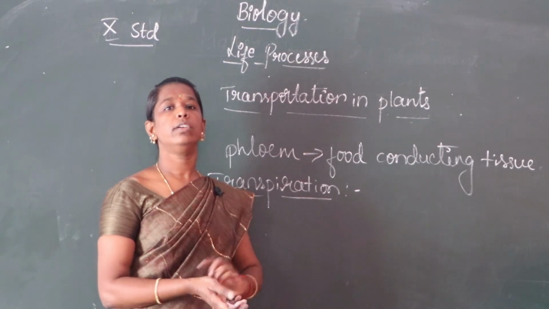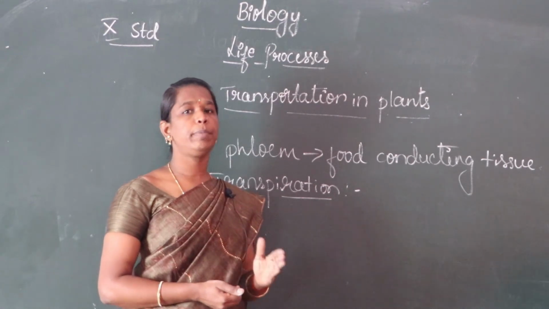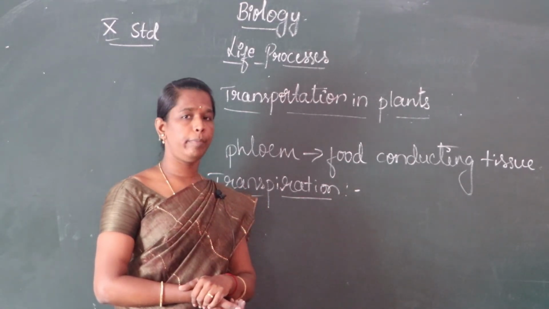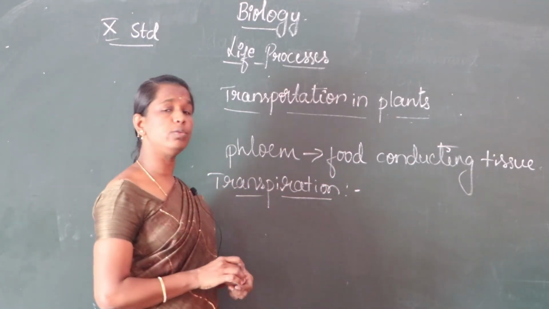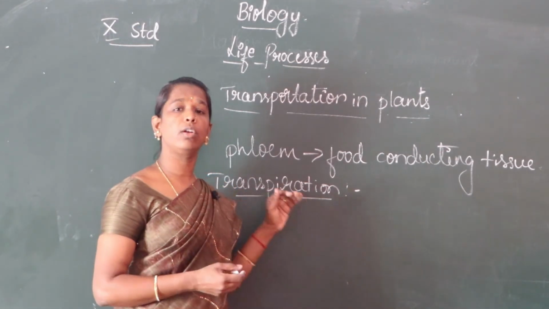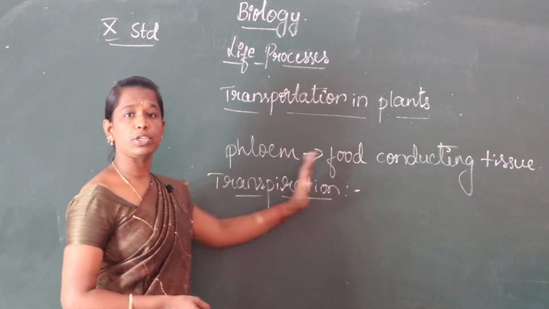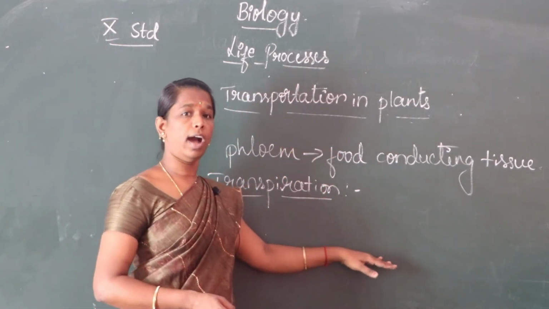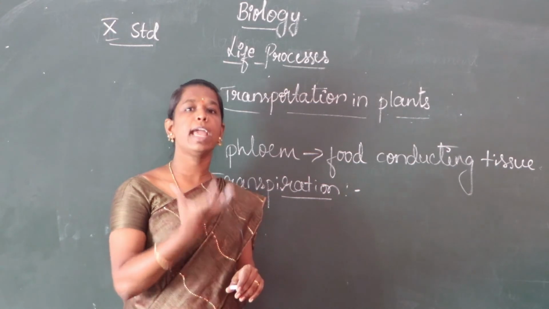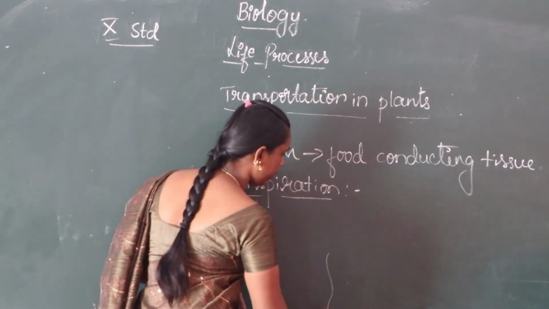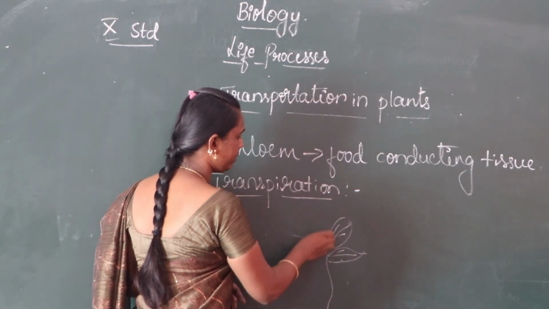Photosynthesis, you know that. The plants use water and carbon dioxide in the presence of chlorophyll and sunlight. So they prepare their own food. Like that, transpiration: the water vapor is evaporated by the upper or aerial part of the plant.